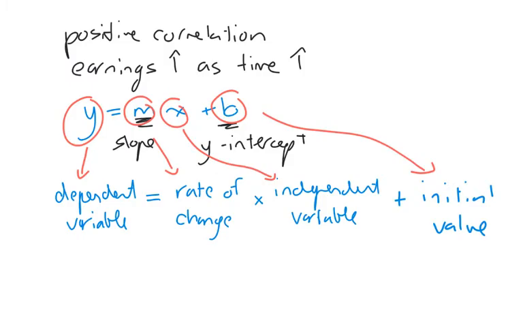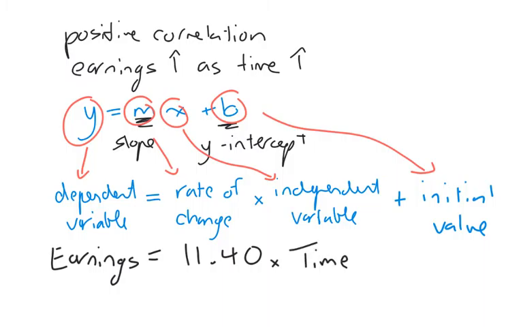In our previous slide, we calculated all of these values. We know what the dependent variable is. We know what the rate of change is. We know what the independent variable is, and we know what the initial value is. So let's go ahead and put those values in. The dependent variable was earnings. The rate of change is equal to rise over run. We calculated that to be 1140. The independent variable was time in hours, while the initial value was 0.